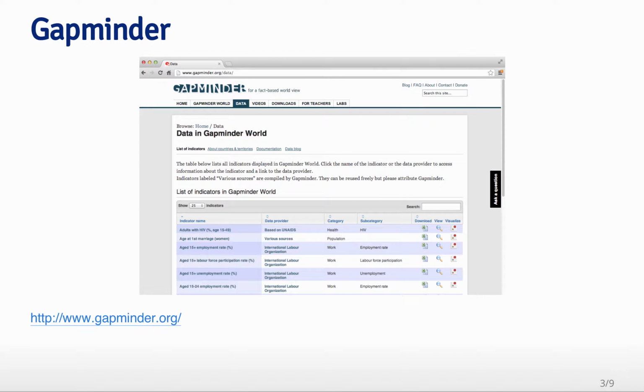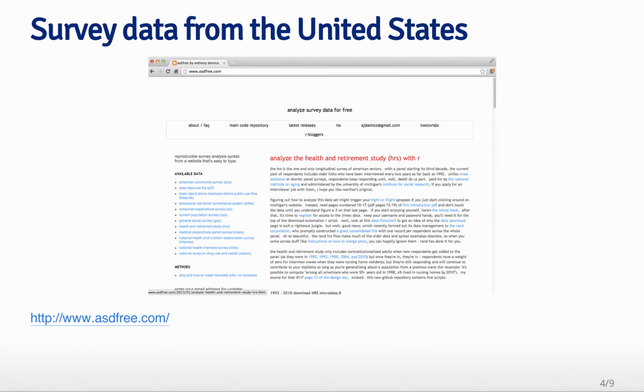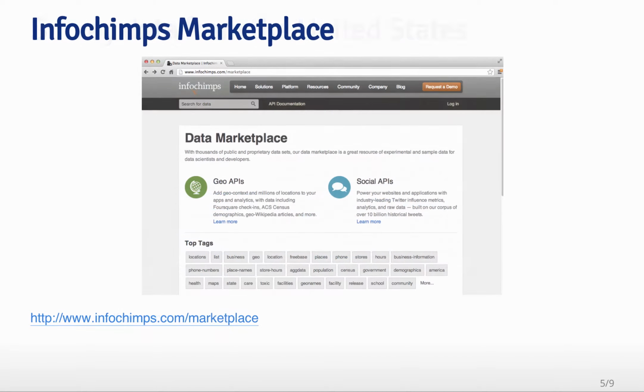Gapminder is another website that has a lot of data about development in particular and human health. And so there's a large number of data sets that are available on that website, which is gapminder.org. You can also get survey data from the United States. This website here gives you a lot of information about how to actually access the surveys and process them in R. It's really nice because the surveys are often very big and unwieldy, and this website gives you a lot of information on how to access them.